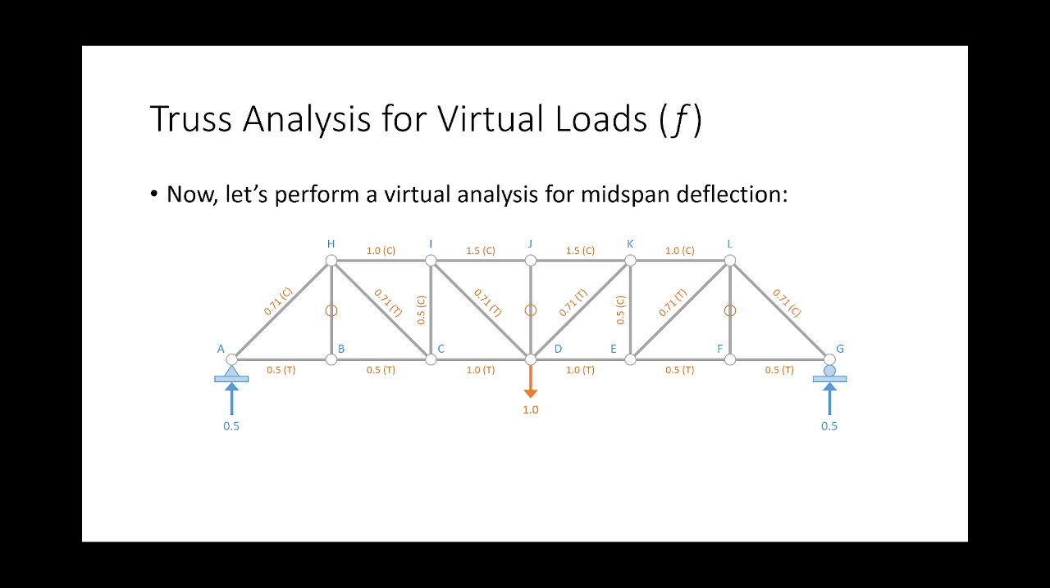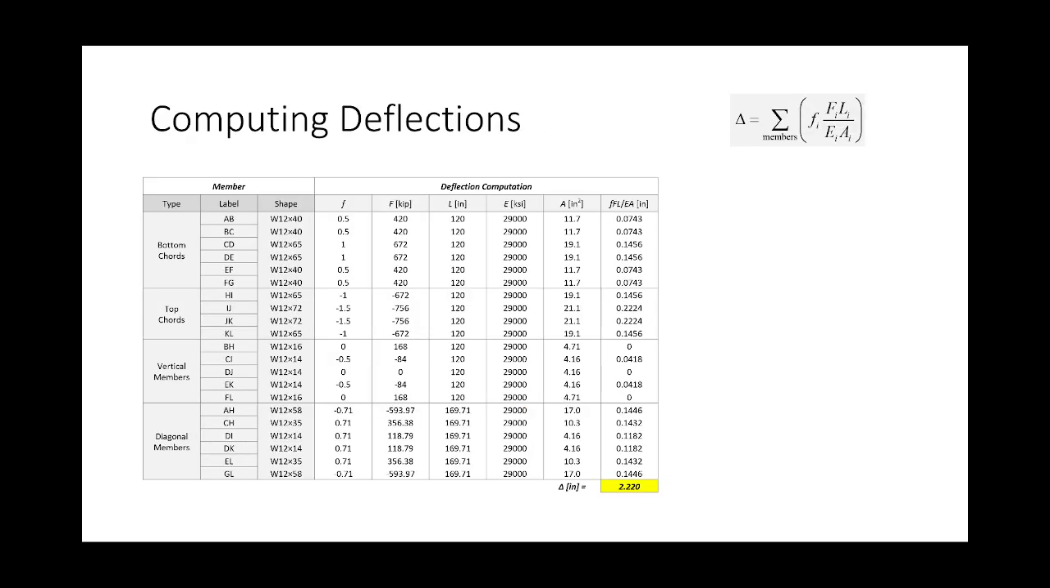I've got little f's, I've got big F's. What's my favorite tool as an engineer? Microsoft Excel. Take this, plug it into Excel, method of virtual work: the little f's, the big F's, the L's in inches, the E's, the A's. I get a deflection of 2.2 inches. What's the problem? It's too much. That fails.